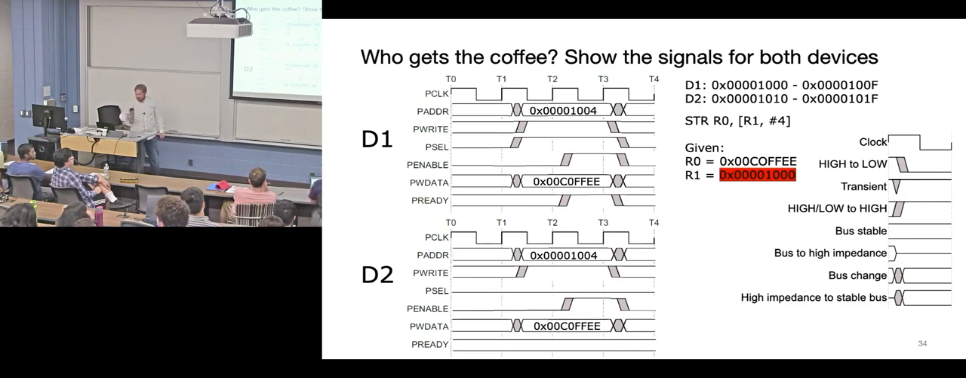Sorry, why are P-write data and P-write happening at the same time? Because I thought P-write should start first so that you know you will write P-data.